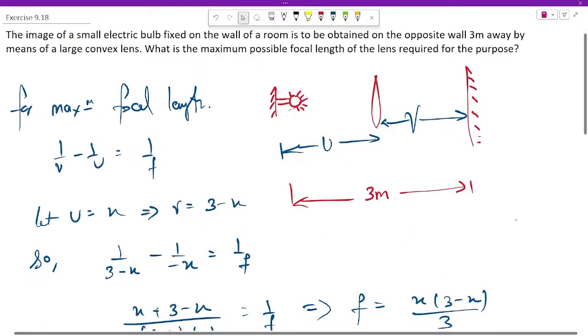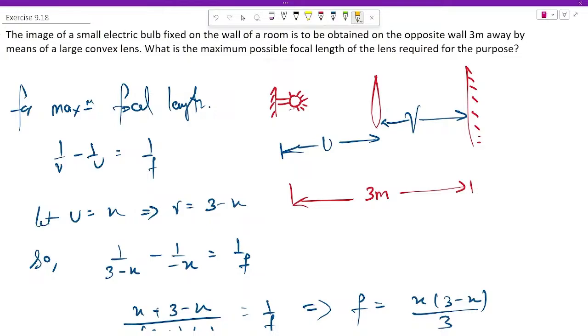The question says that the image of a small electric bulb fixed on a wall of a room is to be obtained on the opposite wall 3 meters away by the means of large convex lens. What is the maximum possible focal length of the lens required for the purpose?